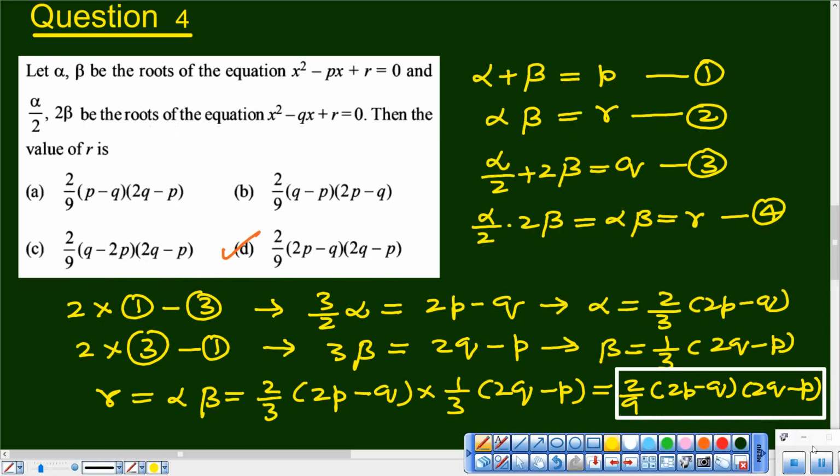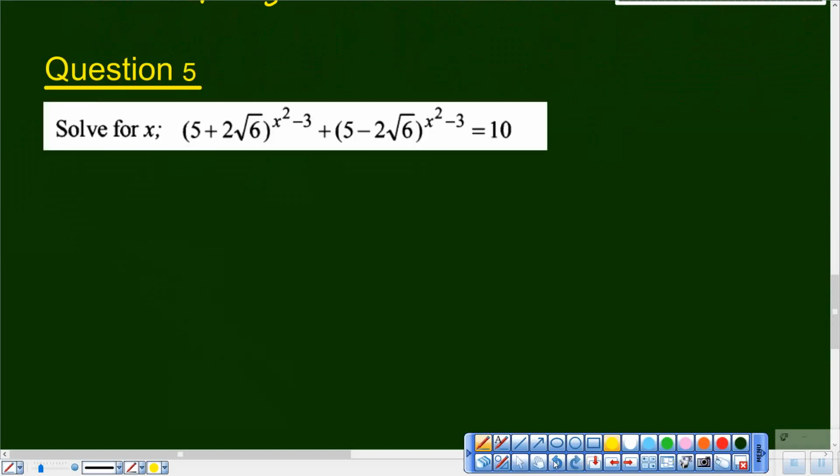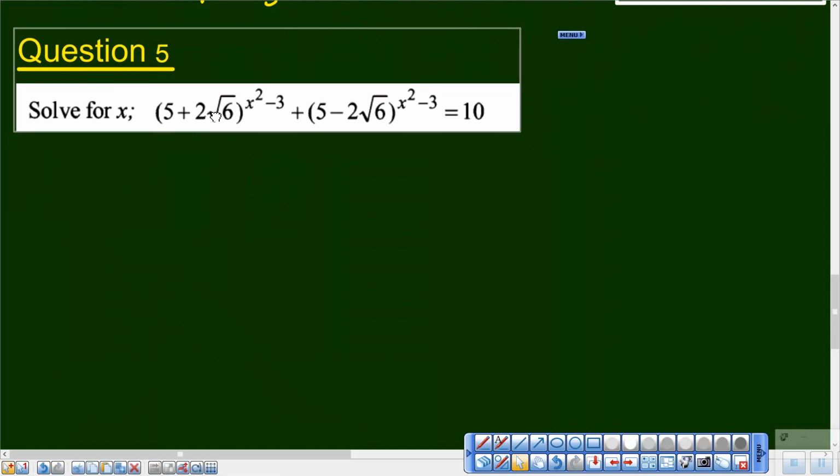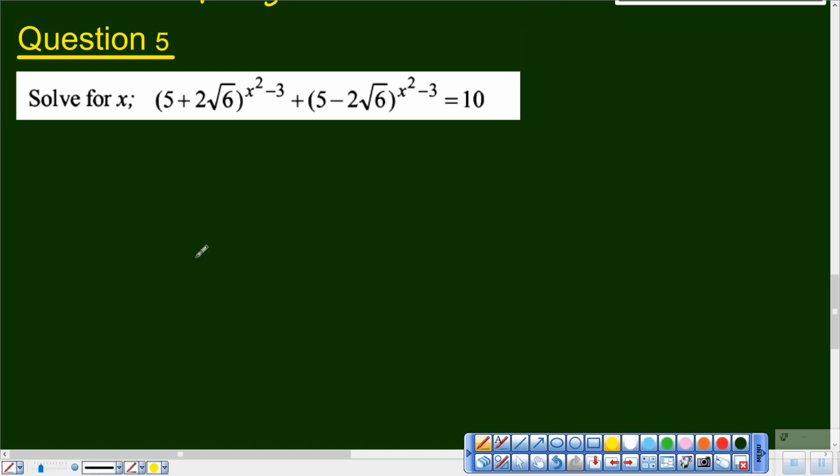Well, let us take the last question for today. And the last question for today is this: solve for x, and this is a subjective question.